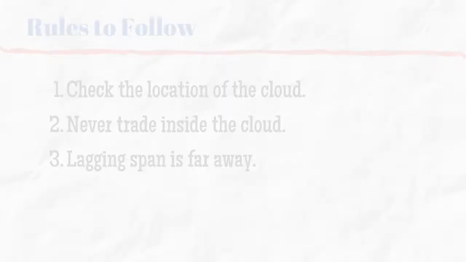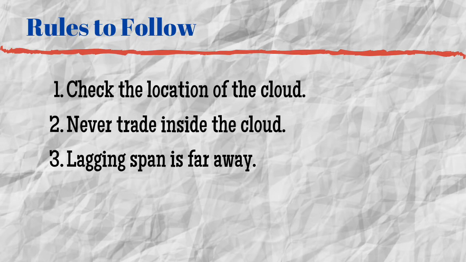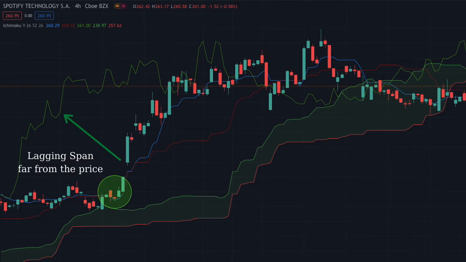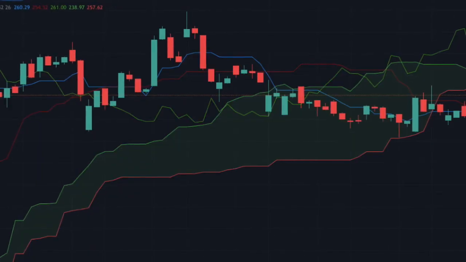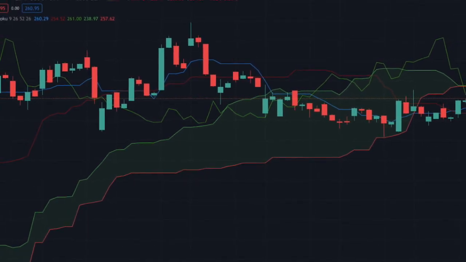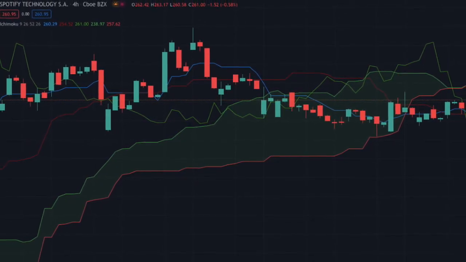Now let's talk about the third rule. By now, you must have understood that the Ichimoku Cloud works best when there is a strong trend. I told you guys that if the lagging span is away from the current price, the market is considered to be in a strong trend. So we want to open positions when the lagging span is away from the price. In other words, the chart looks like a total mess when the lagging span is close to the price, and we do not want to open a position when that happens, because it can give many false signals if the trend is not strong enough.